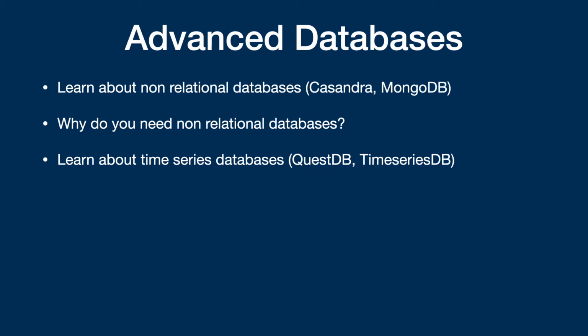Learn about the more niche databases like a time series database, QuestDB, time series DB. These are some examples of a time series database. There are other niche databases like a graph database. Look at Neo4j. That's a pretty common graph database.